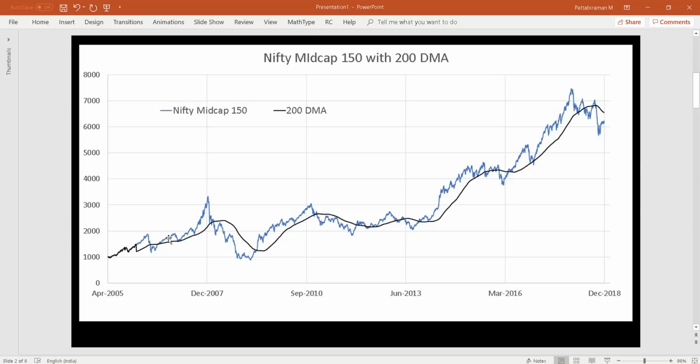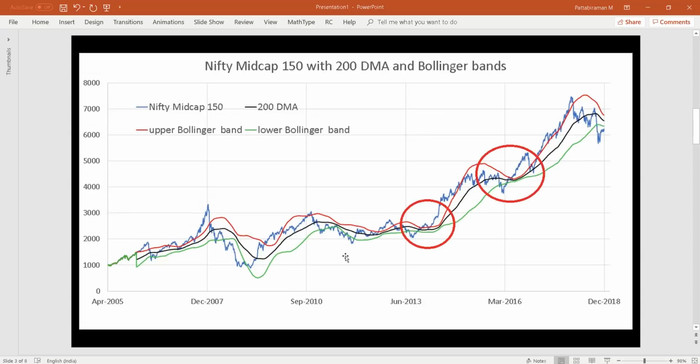So in order to correct that to a certain extent, you use something known as the Bollinger Bands. So what are Bollinger Bands? Bollinger Bands are essentially two lines drawn, one above the 200 DMA and one below the 200 DMA. So it will look like this. The red line is called the top Bollinger Band, and that is 2 standard deviations above the 200 DMA, and the green line is 2 standard deviations below the 200 DMA.